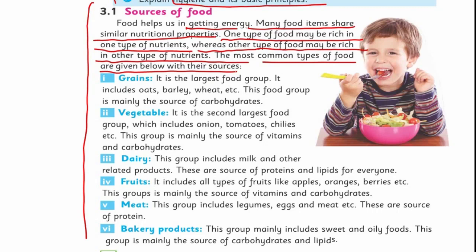The first one is grains. What are grains? As I mentioned earlier, my dear students, grains are the food stuff we eat like wheat, barley, corn, maize. It is the largest food group. It includes oats, barley, wheat. This food group is mainly the source of carbohydrate.